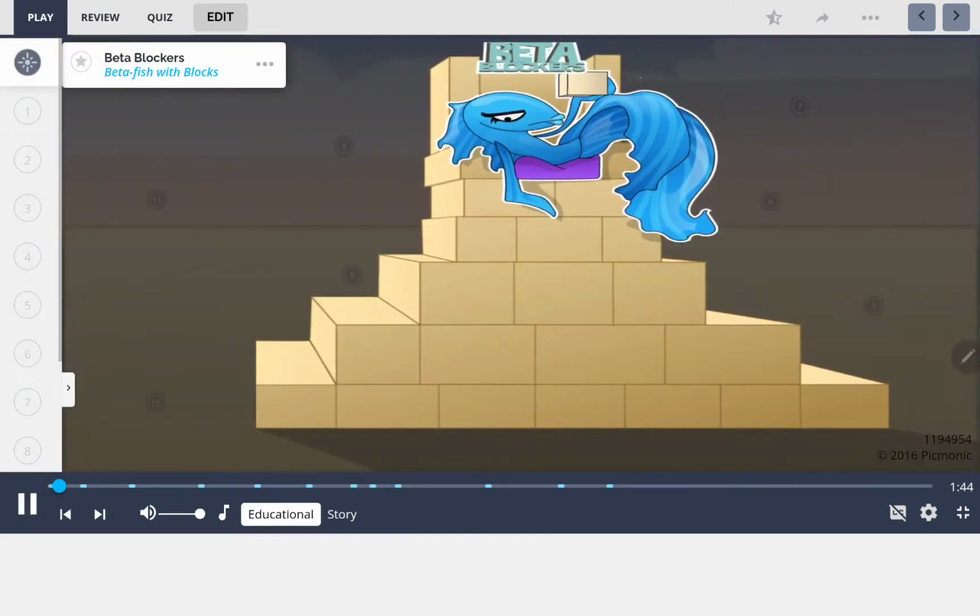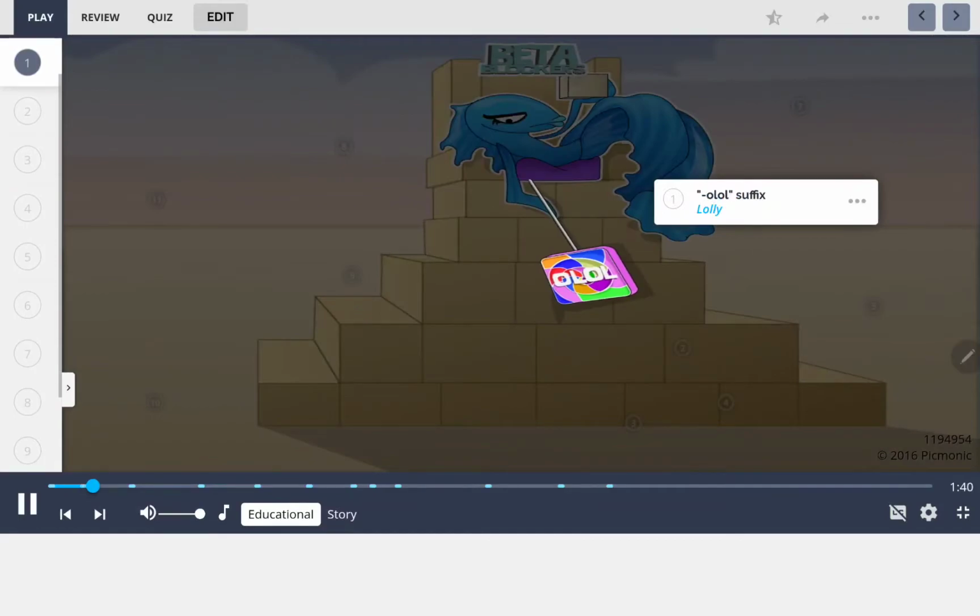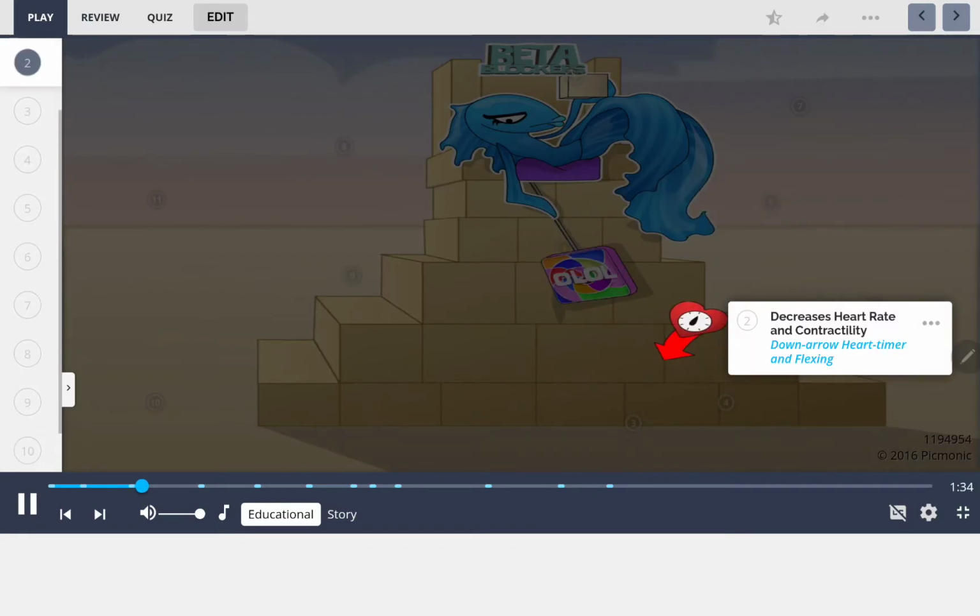Remember beta blockers by the beta fish sitting on her throne of blocks. This class of medications ends in the -olol suffix, shown by the lolly being fed to the heart. Beta blockers work in three ways. First, by decreasing heart rate and contractility, shown by the down arrow heart timer and flexing.